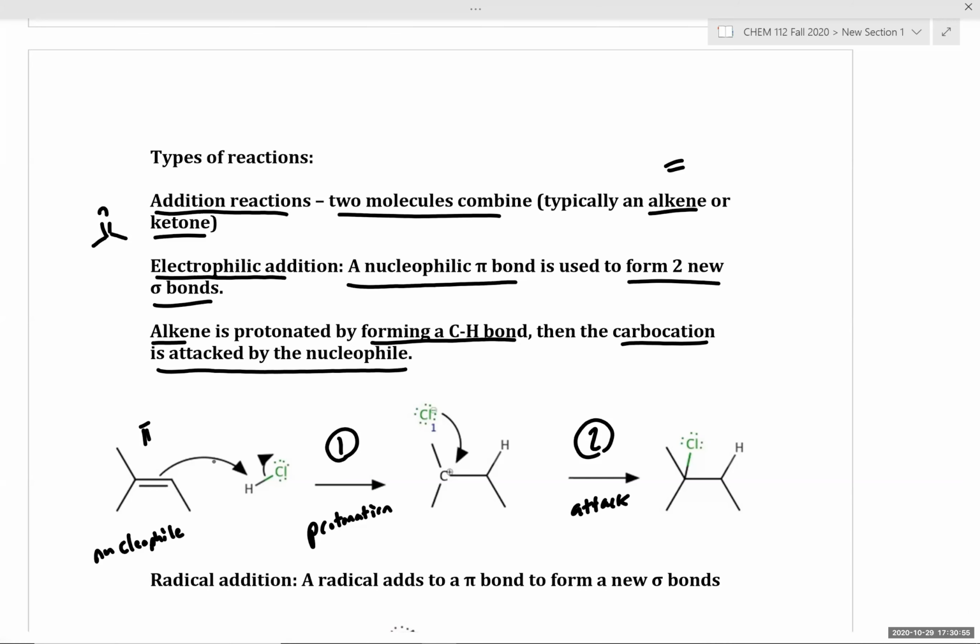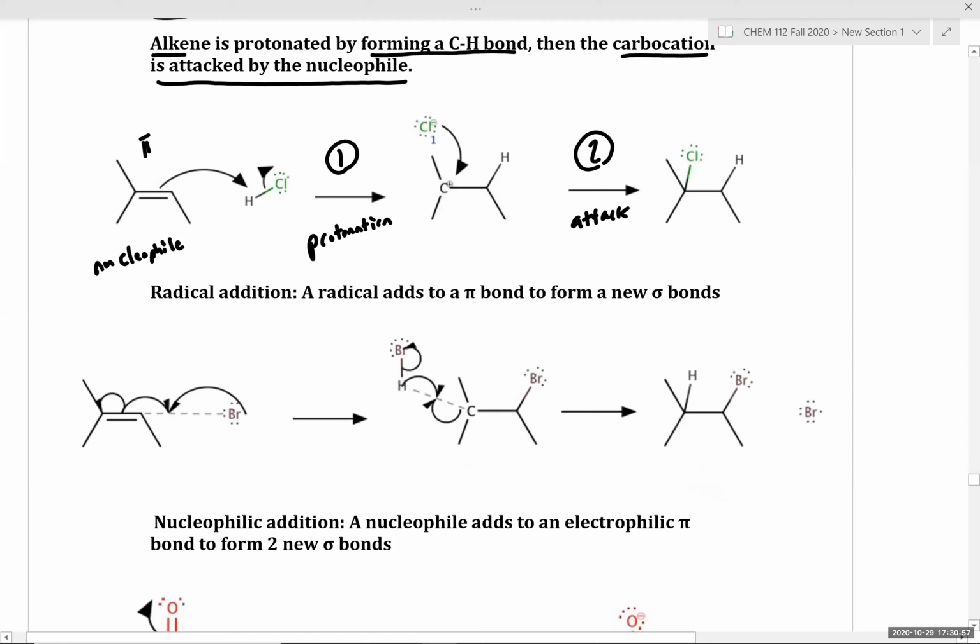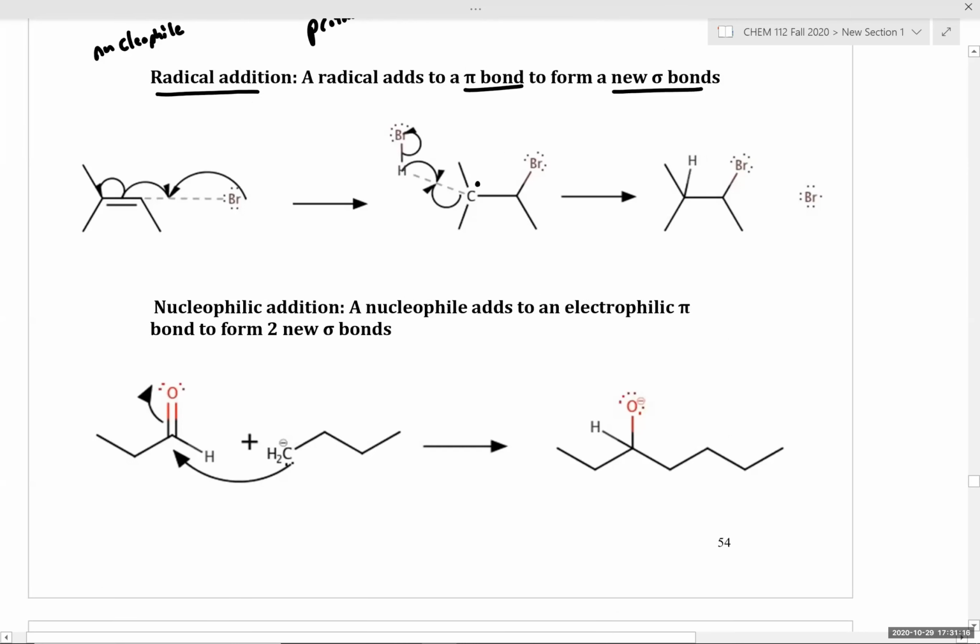Now, outside of the polar addition mechanism, there's also the radical addition mechanism, where a radical adds to a pi bond to form a set of new sigma bonds. The last type of addition reaction that we'll see is nucleophilic addition, where a nucleophile adds to an electrophilic pi bond to form two new sigma bonds. So in this case, our pi bond is functioning as our electrophile.